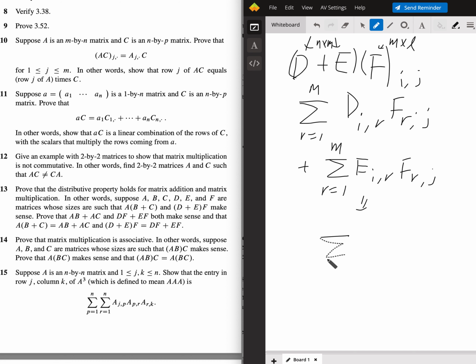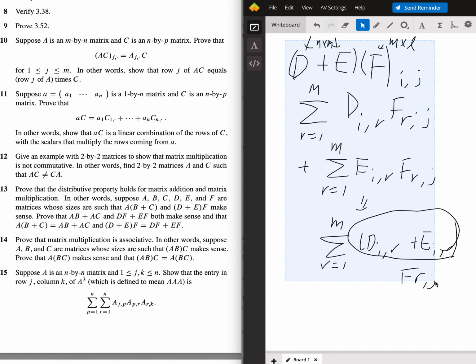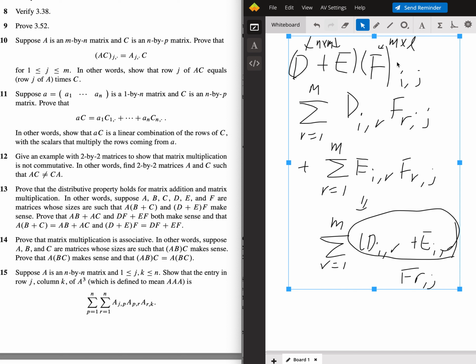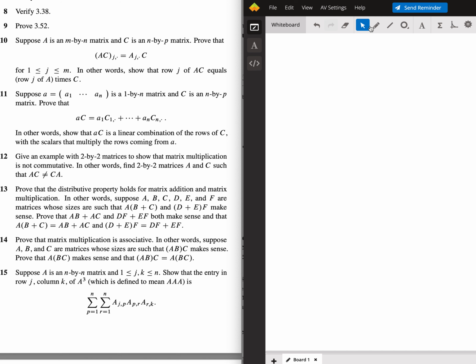Adding these two together, you get d_ir plus d_ir times f_rg. And this is just matrix-wise addition, as is the definition of matrix-wise addition. So distribution works fine that way.